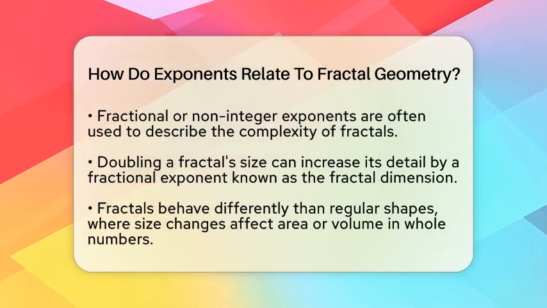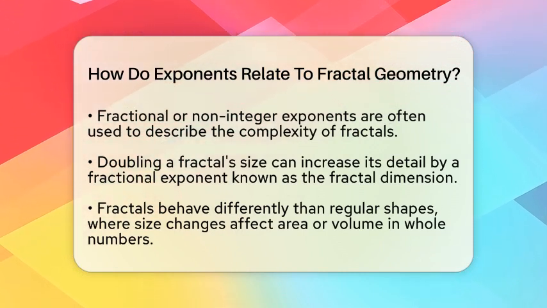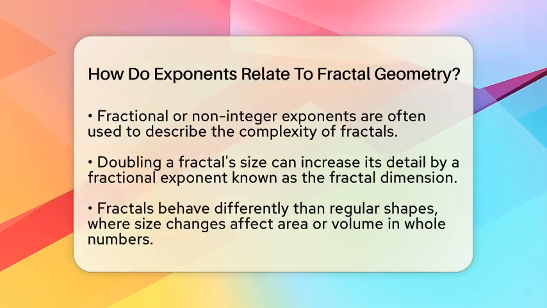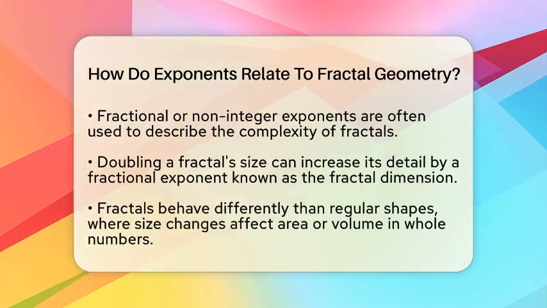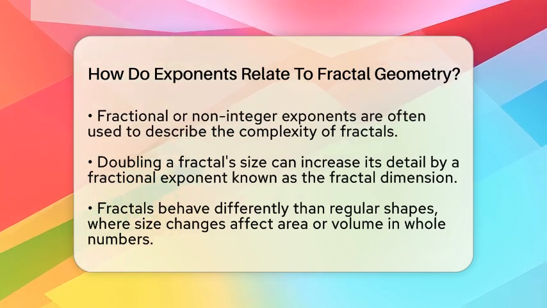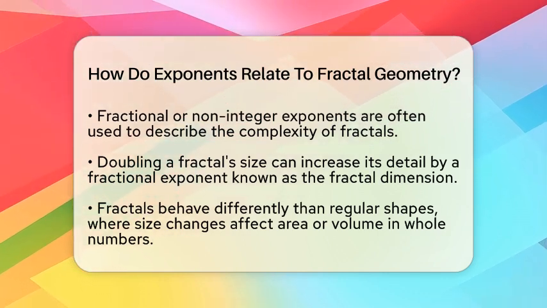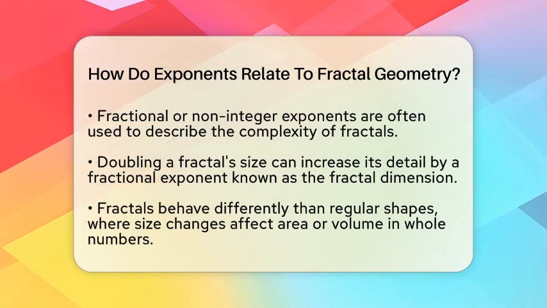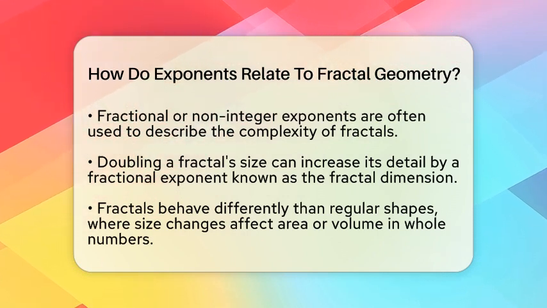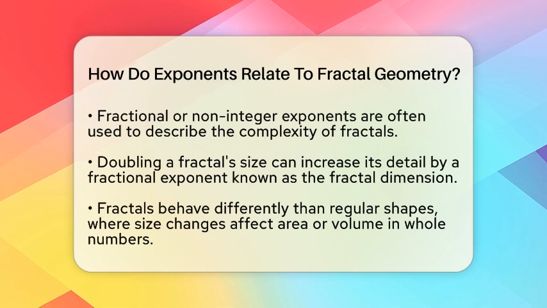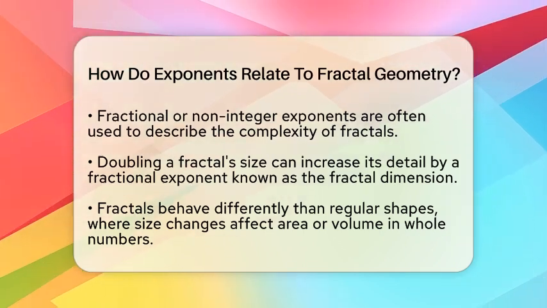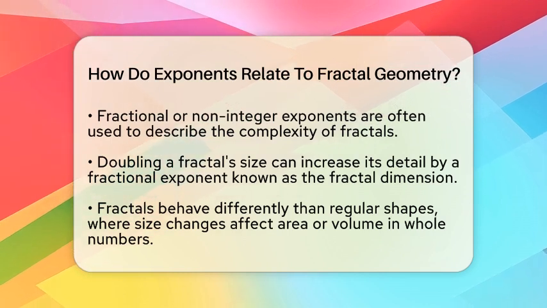whole. For example, if you double the size of a fractal, its detail might increase by a factor of 2 raised to the power of a fractional exponent. This fractional exponent is known as the fractal dimension. It helps us understand how the detail of a fractal changes as we zoom in or out. Unlike regular shapes, where doubling the size multiplies area or volume by whole numbers, fractals can behave in unexpected ways.